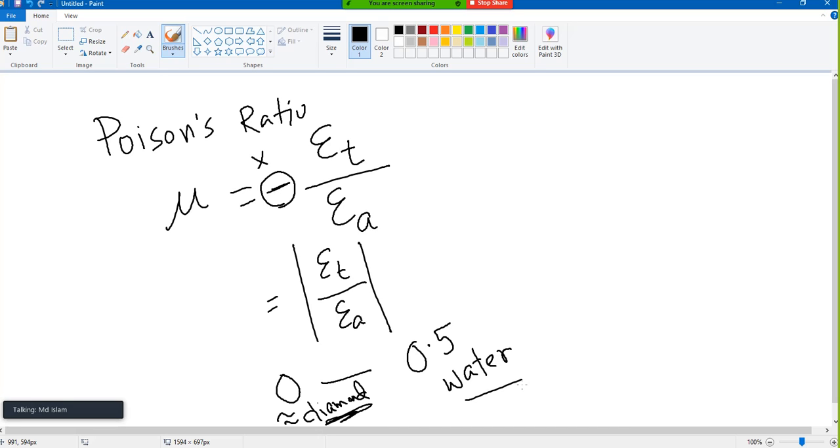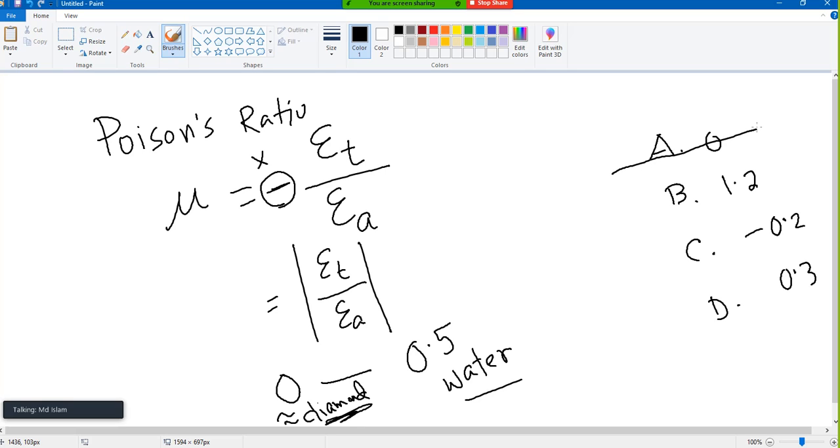Minimum value is 0, so memorize this number. Why? Sometimes a question may be asked: which of the following is the Poisson ratio of, say, mild steel? Option 1 is 0, option 2 is 1.2, option 3 is, say, minus 0.2, option 4 is 0.3. So the question is the Poisson ratio of steel.